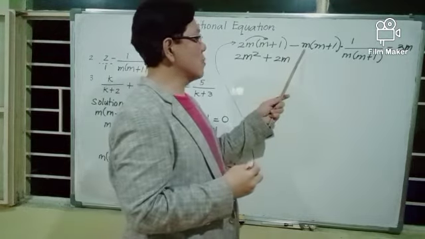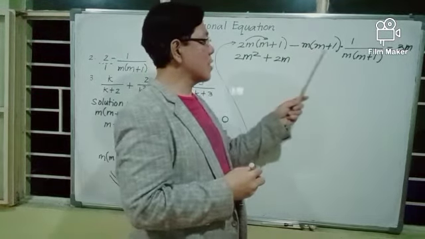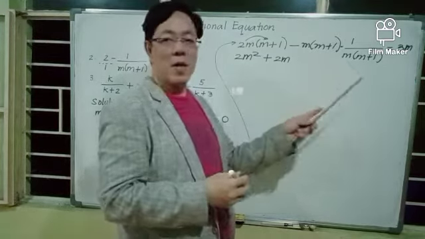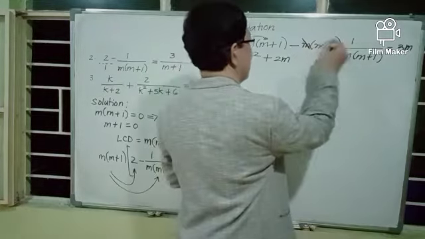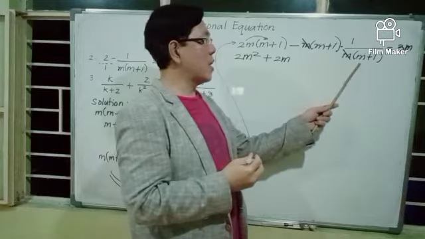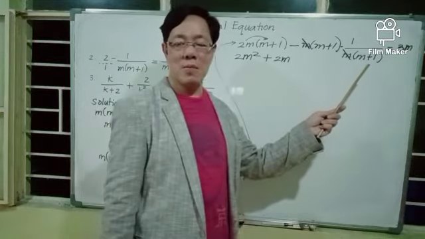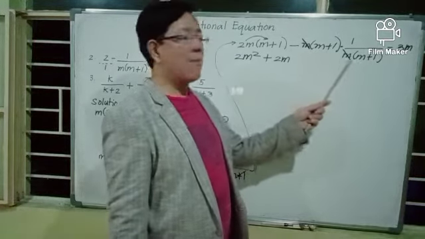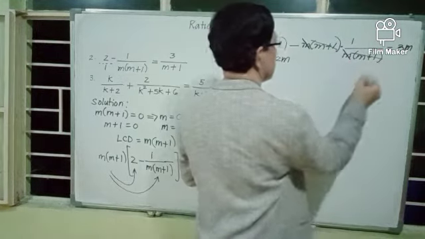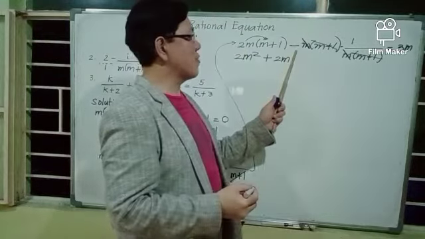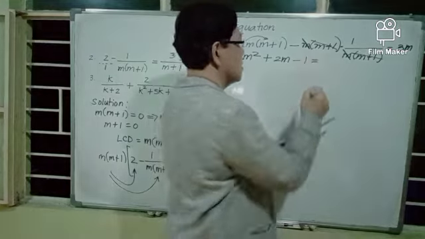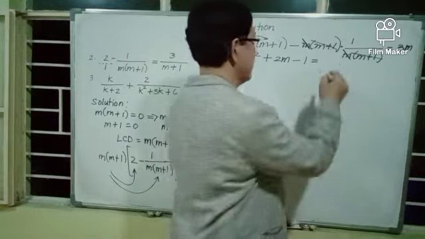For the second term, we have m in the numerator and m in the denominator, and that gives you 1. So just cancel out m. You also have m plus 1 in the numerator and m plus 1 in the denominator, and that gives you 1. Or simply cancel m plus 1 and m plus 1. And the second term simplifies to minus 1. This is equal to the right hand side, 3m.